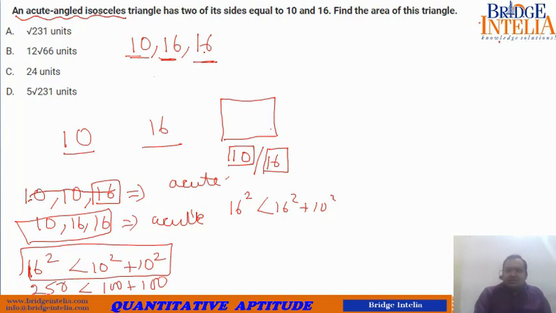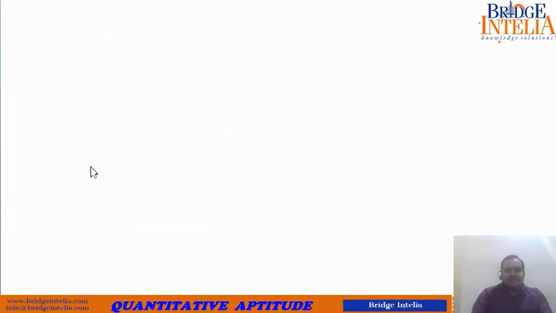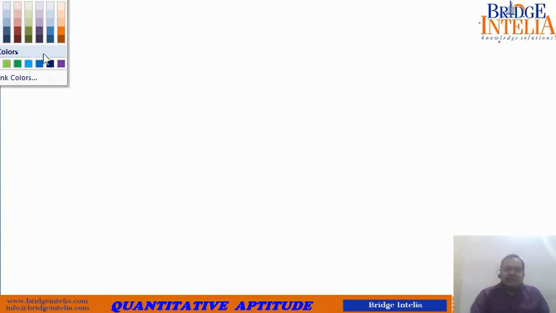Now let's get down to business. Now let's find the area of the triangle. So how can you do that? We have already seen a couple of examples. Now that we know the sides of the isosceles triangle, we can easily calculate its area. So let's do that. Sides are 10, 16 and 16.